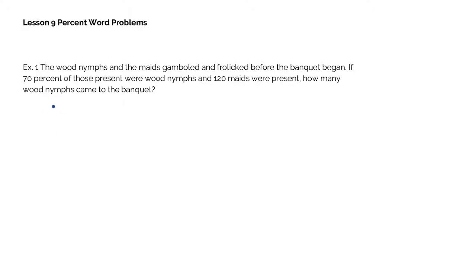So example 1 says the wood nymphs and the maids gambled and frolicked before the banquet began. If 70% of those present were wood nymphs, 120 maids were present, how many wood nymphs came to the banquet? So we don't know the total. One way that you can do this is, I like to draw a diagram. You don't have to do this, but if it helps you, then use it.